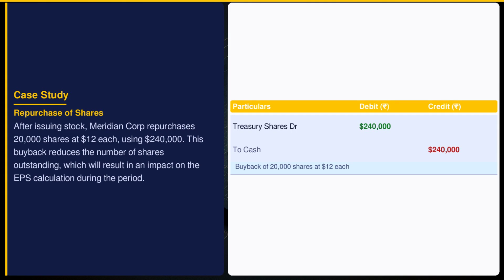Meridian Corporation executes a strategic buyback of 20,000 shares, reducing outstanding shares. This action uses $240,000 of cash, affecting EPS by decreasing the denominator in the calculation, potentially increasing the EPS if earnings remain constant or grow.